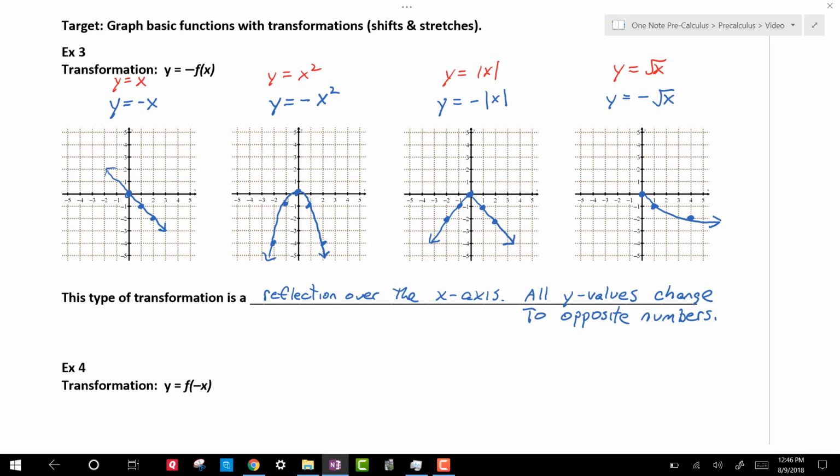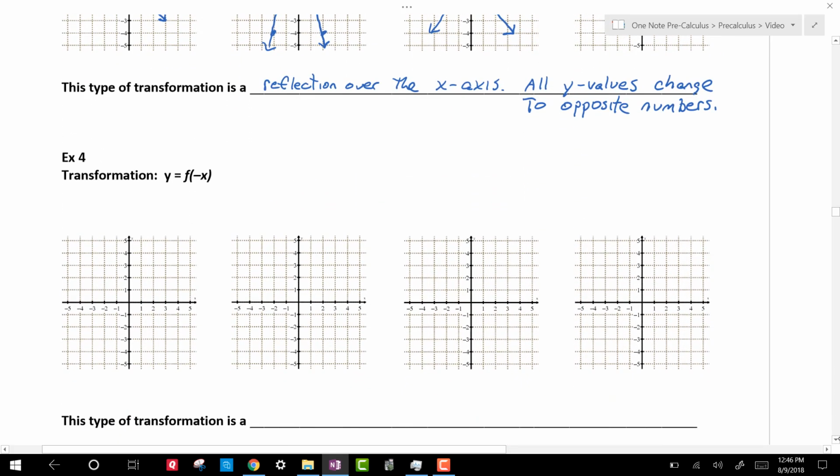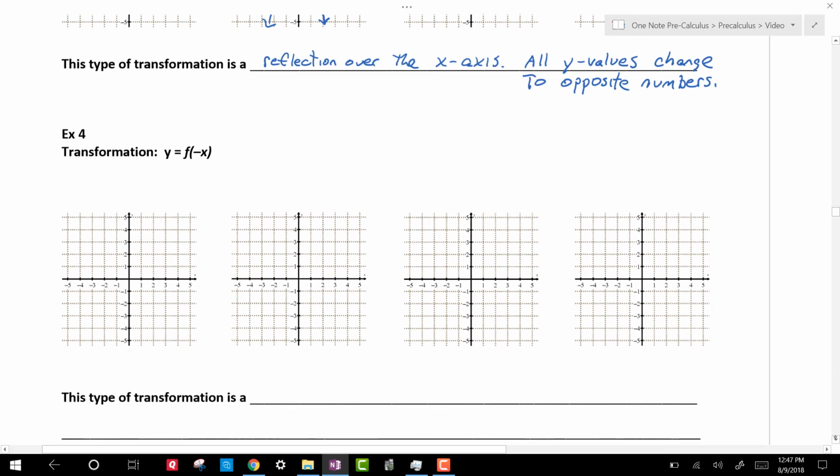All right? Let's take a look at a negative inside. This one's an interesting one. So now what we're saying again is, and again I'm going to write this out because this is important that you understand this: replace x with negative x. Okay? I want you to think about that as I start to write these out.